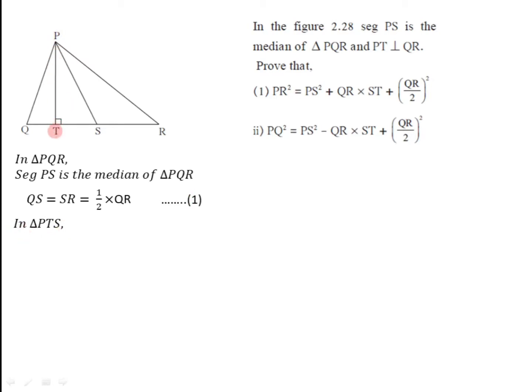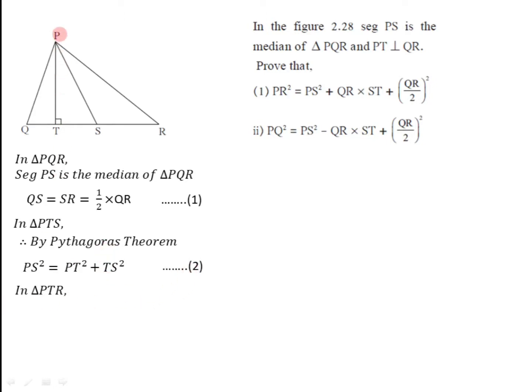Now in triangle PTS, as it is a right angle triangle, we can use the Pythagoras theorem, and by that we can write hypotenuse square, that is PS square is equal to PT square plus TS square. So we can write here PS square is equal to PT square plus TS square. We'll call this equation number 2.